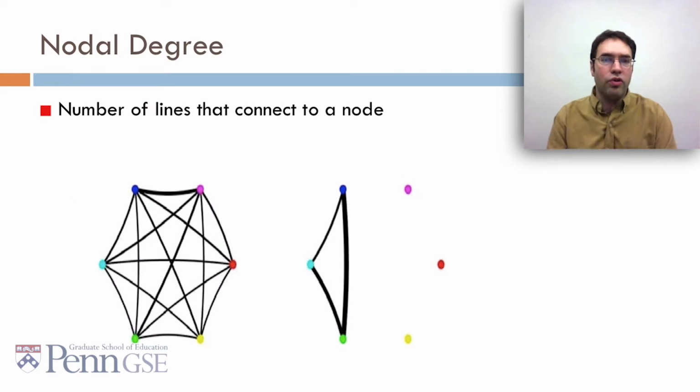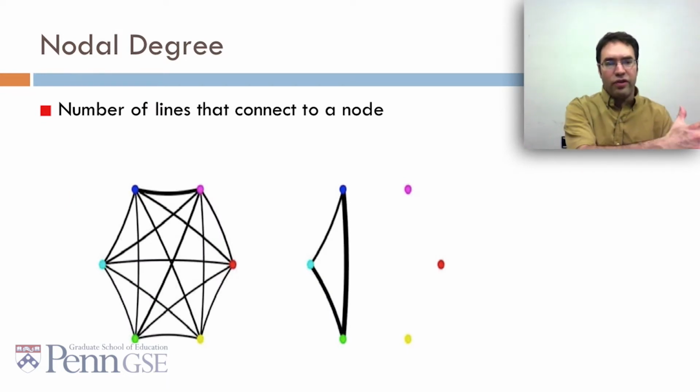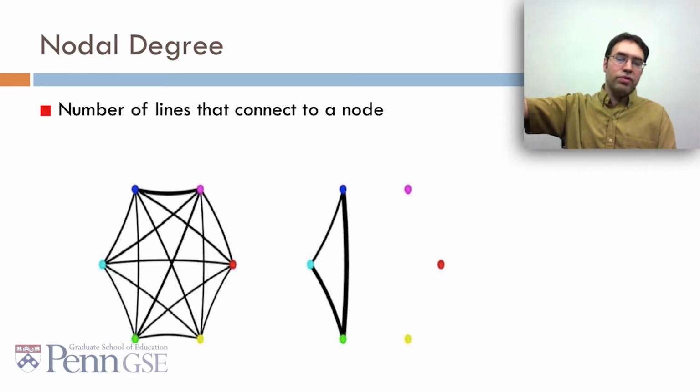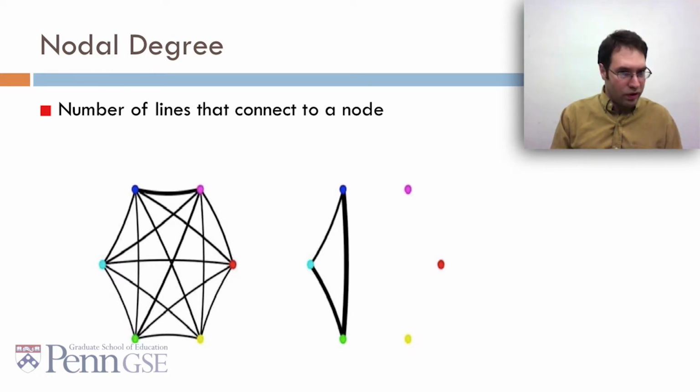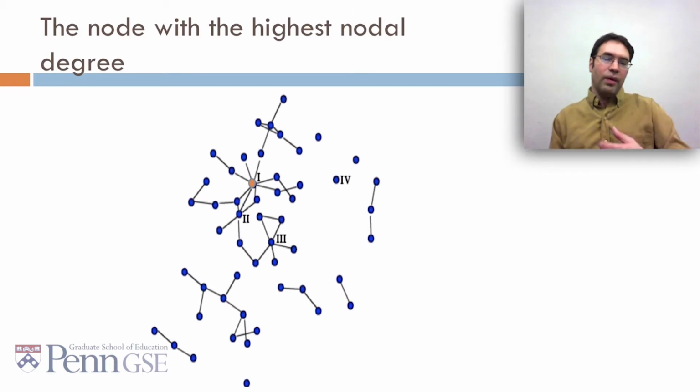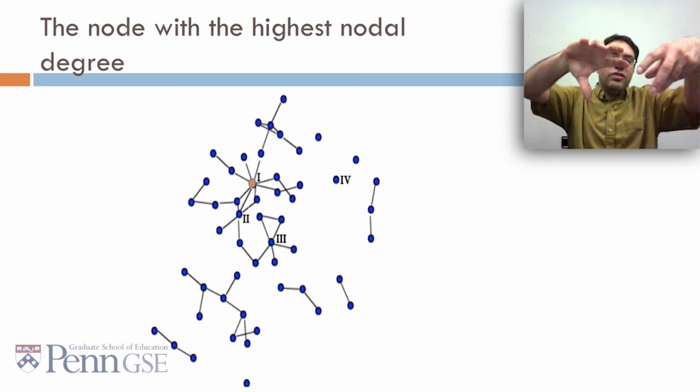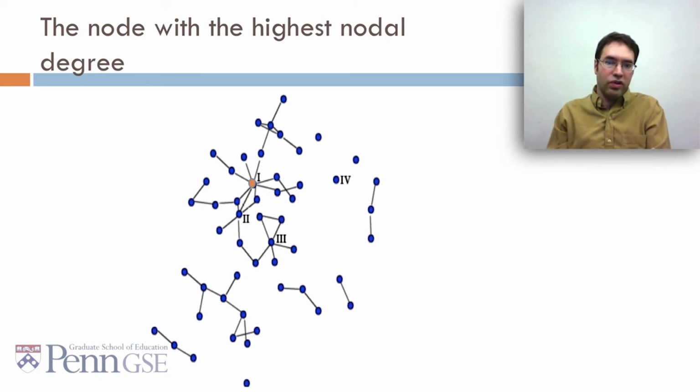The first one is nodal degree, which is the number of lines that connect to a node. So all the nodes on the left graph have nodal degree of 5. And on the right graph, the blue, cyan, and green have nodal degree of 2, whereas the pink, red, orange, and yellow have nodal degree of 0. In Dawson's example, this very central node is actually the one with the most connections. It's got 1, 2, 3, 4, 5, 6, 7, 8.